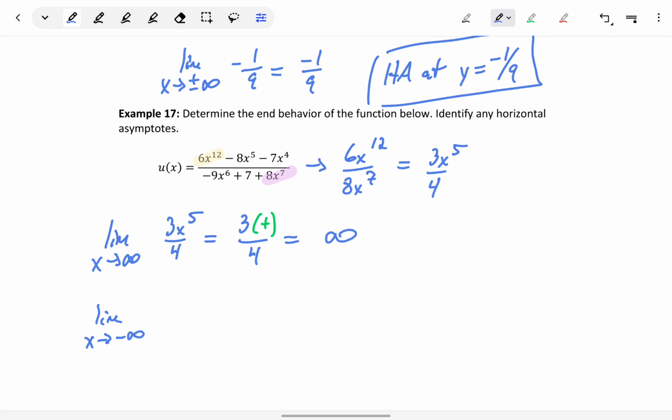If we take the limit as x approaches negative infinity of 3x to the 5th over 4, we'll get 3 times a negative value raised to an odd power, so that'll stay negative, divided by 4, and then we'll have a positive times a negative, which will make that a negative infinity. Since our end behavior is going to infinity on both ends, there's no horizontal asymptote for this function.